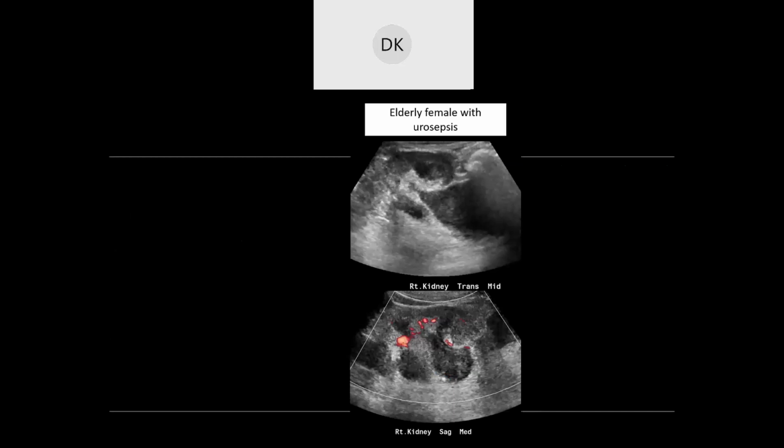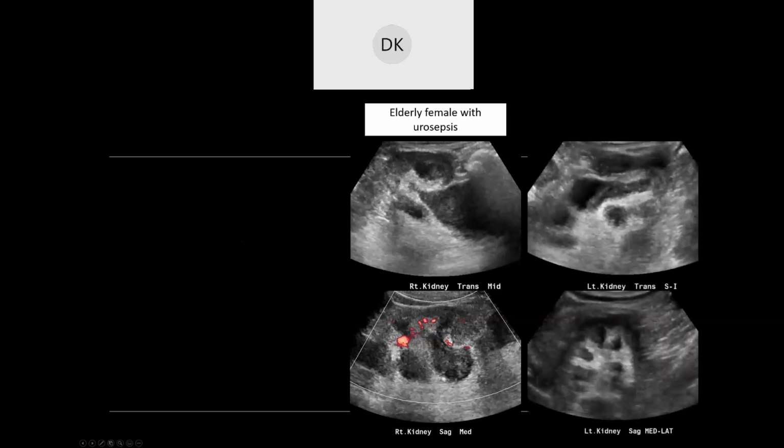This was an elderly female that had a history of urosepsis. So you can see here the renal pelvis is really expanded in the right kidney here, and it's filled with all this echogenic debris. There's some urothelial thickening about that with some increased flow on power Doppler.